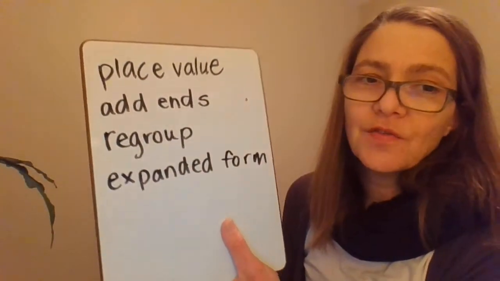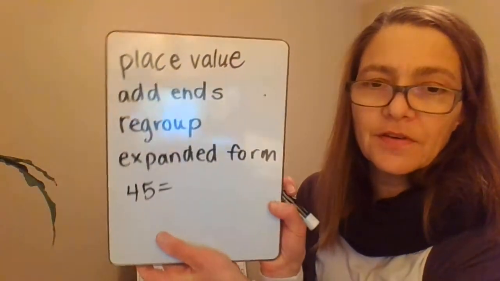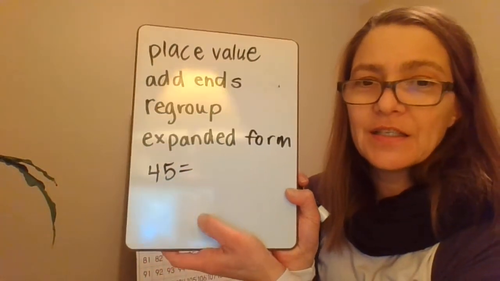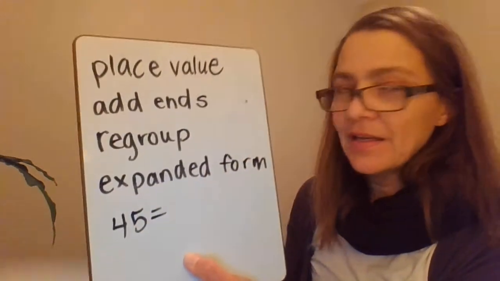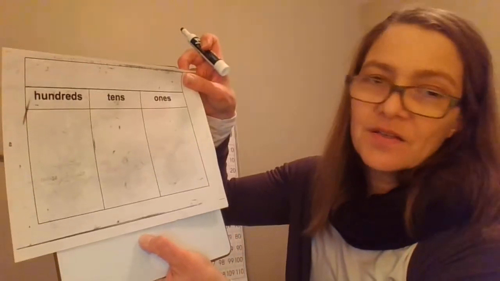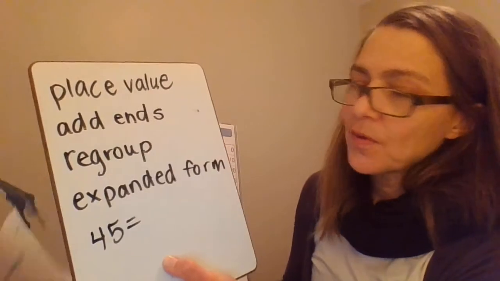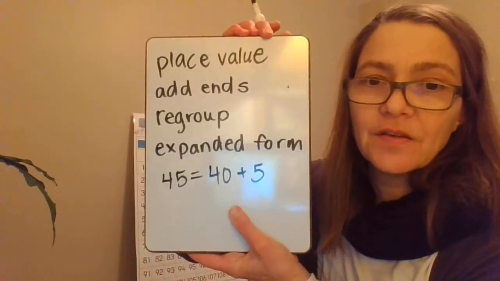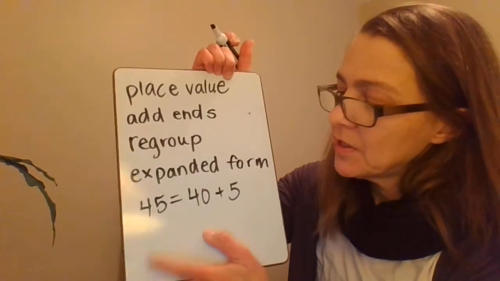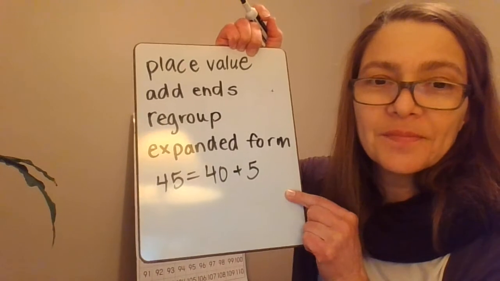And then expanded form. An expanded form is what we do every morning. So if I have the number 45 and I write it in expanded form, I'm writing it in its tens and its ones. So 45 equals 40 plus 5. And that is your expanded form, your equation in expanded form.